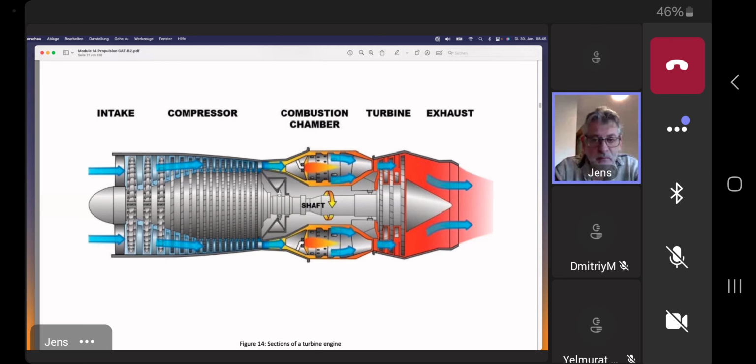So please bear in mind that we find pure axial compressors, of course, in our modern new turbofan engines that consume a lot of air. So we have to deal with the axial compressors.